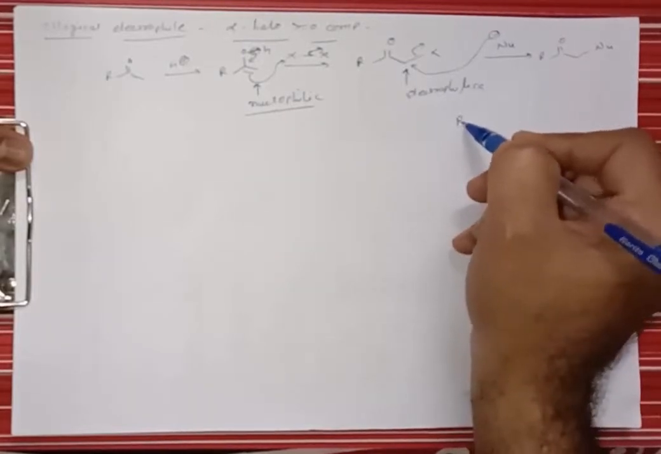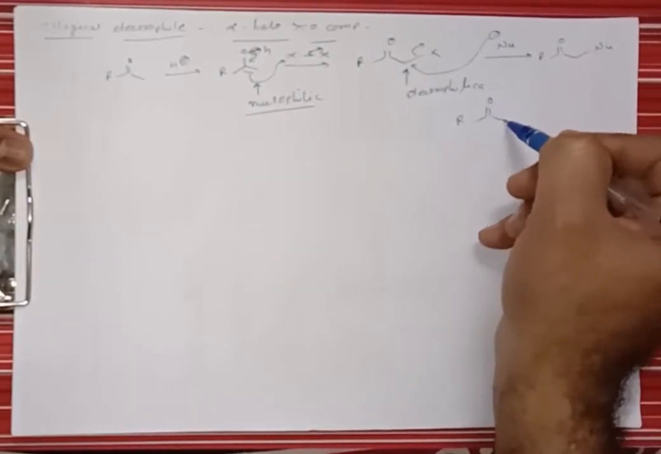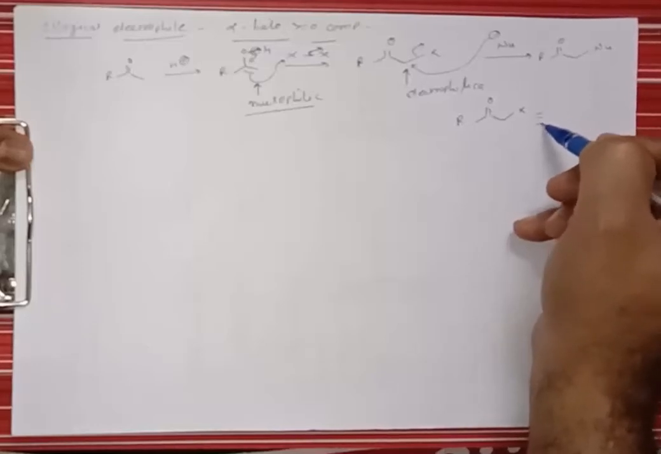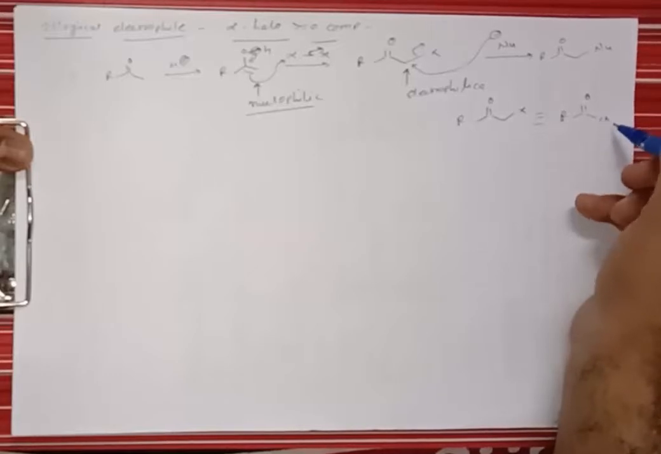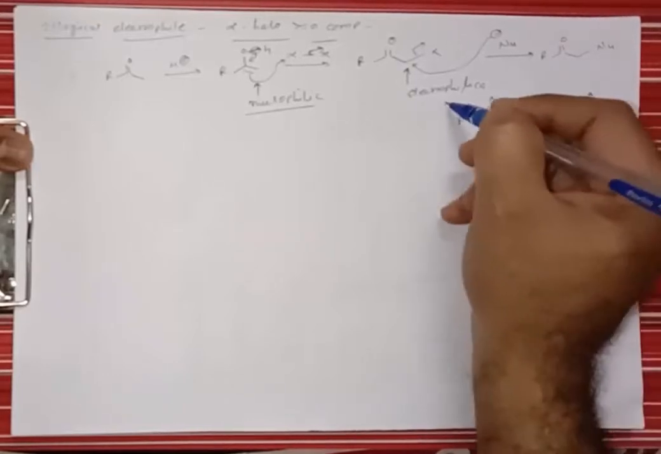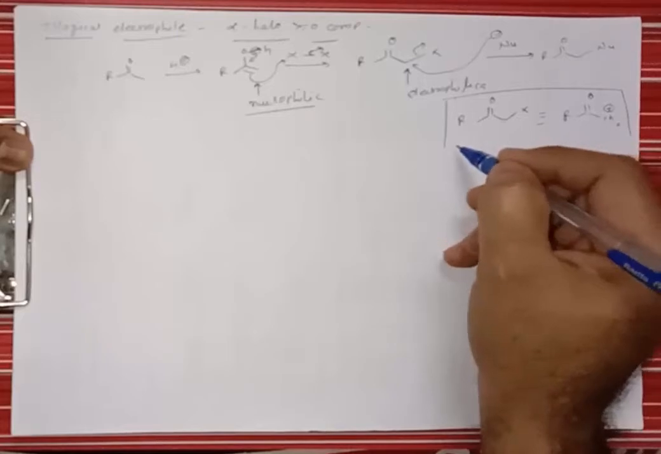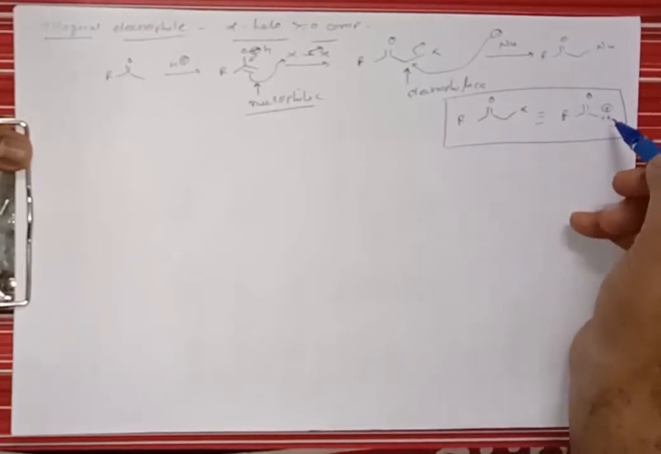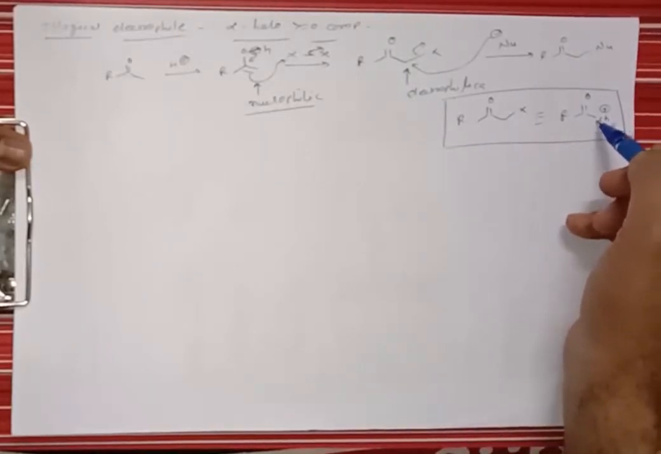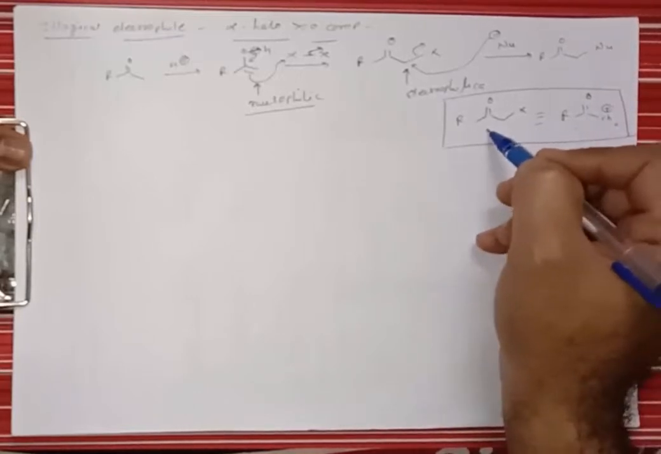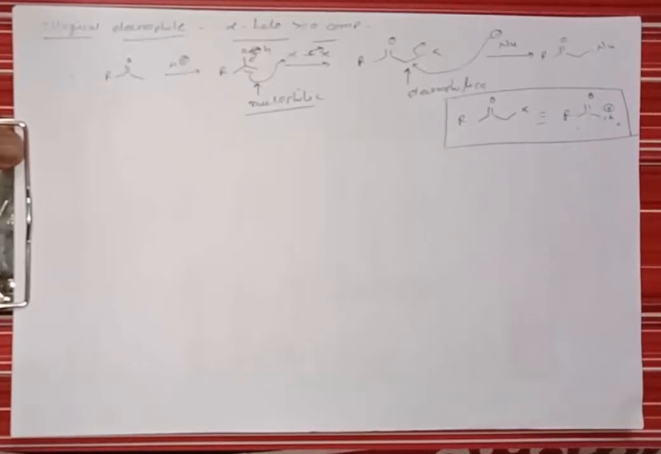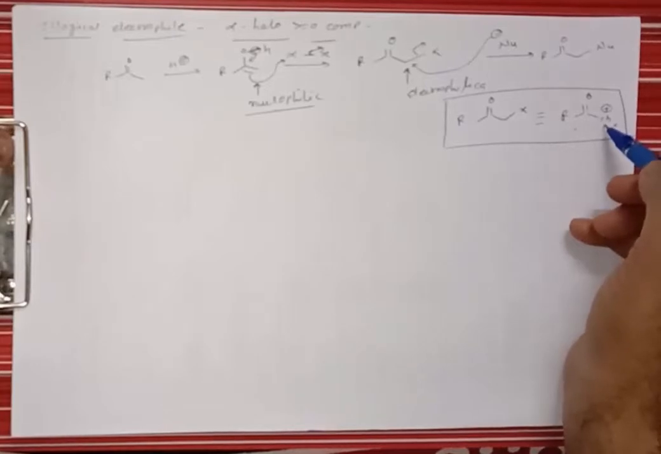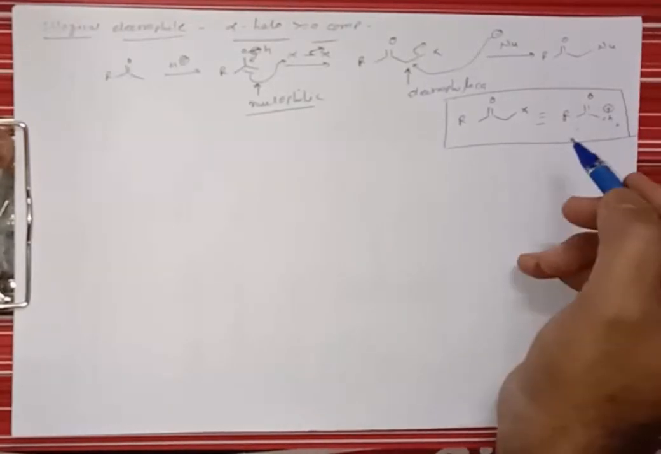That means the alpha halo compound is a synthetic equivalent for such a CH2 plus. So it is called an illogical disconnection, and for the carbocation next to the carbonyl, it is a good synthetic equivalent for this molecule, right? So this is called an illogical electrophile. Generally the alpha carbon is nucleophilic, but if we convert it into an electrophile, that is called an illogical electrophile.